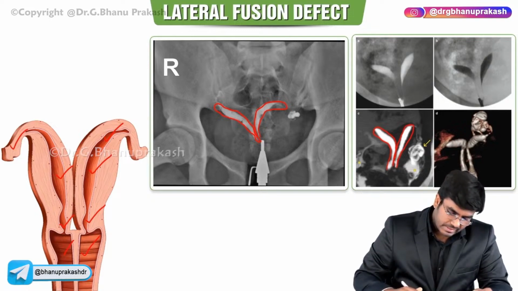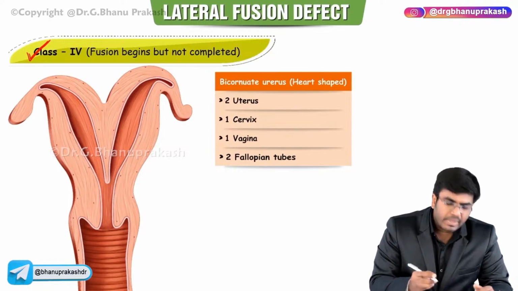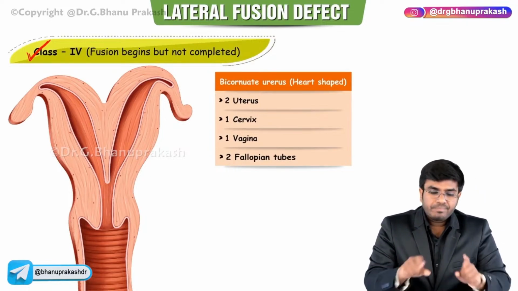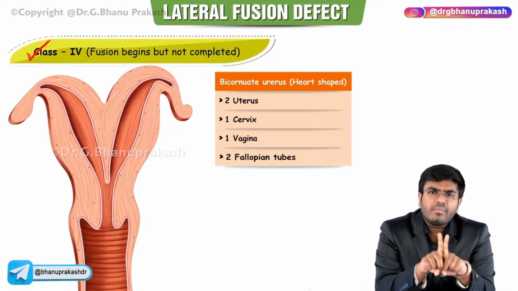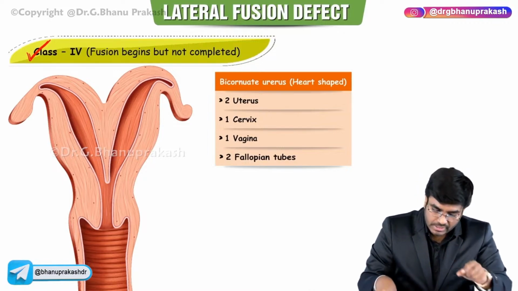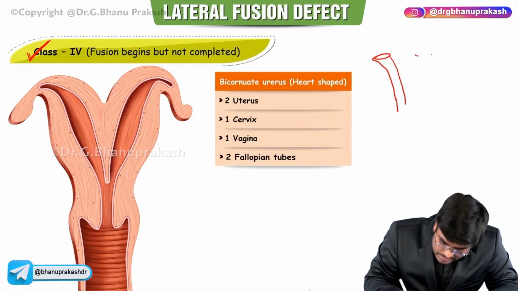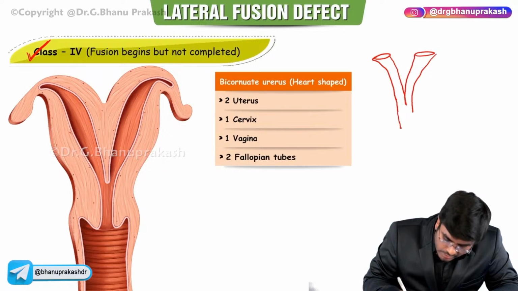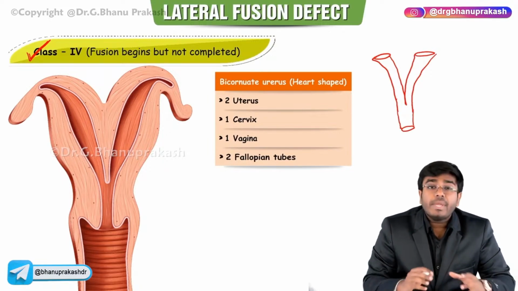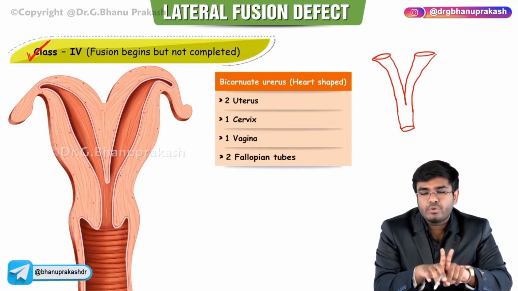Now, after seeing this, let's discuss the class 4 defect. What's happening in the class 4 defect? See, fusion started. Where the fusion starts, we all know. The fusion is starting caudally. For example, let me take something like this. This is one Mullerian duct and this is the other Mullerian duct. See, the fusion has started, but it is not completed. So this is an incomplete fusion, I should say.